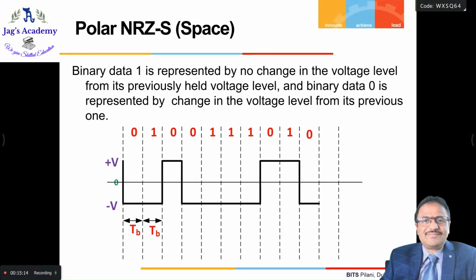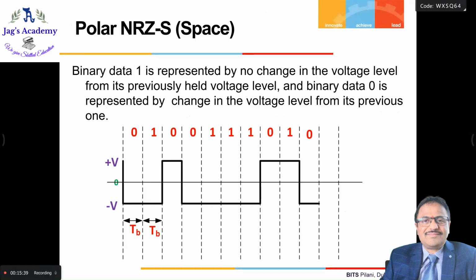So what happens here? Whenever there is a 0, there is a change. Whenever there is a 1, there is no change. If you have understood polar NRZ-M, polar NRZ-S is the reverse, opposite of this. That's all. Just remember like that.